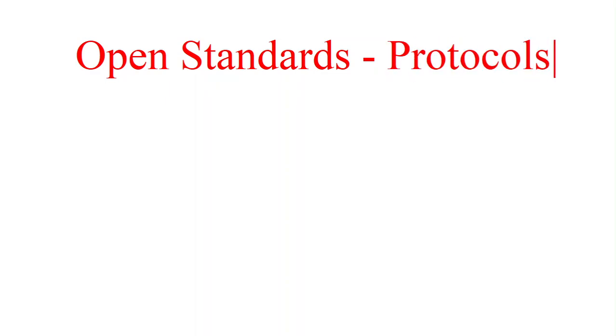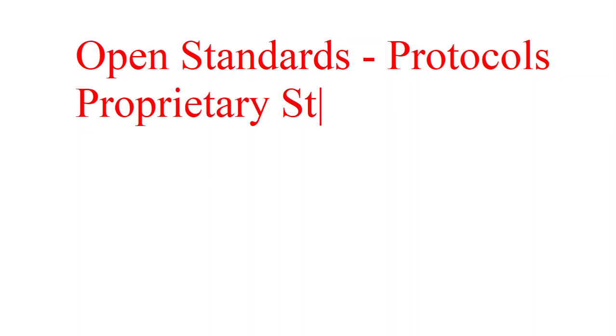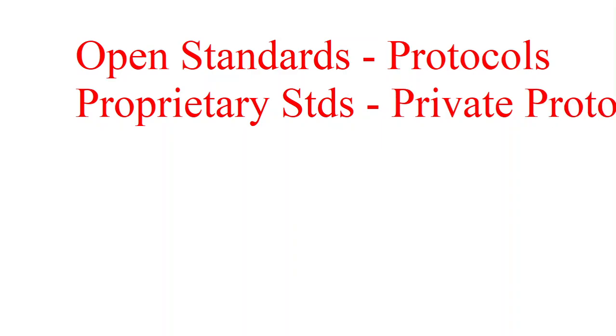So, in ICTs, we talk of open standards. Standards are really protocols. Protocols are rules that govern the communication on the internet. Otherwise, we also have proprietary standards. So, proprietary, really, you can think of these as private protocols. While open standards mean that they are public. They are public protocols, while proprietary are developed by particular vendors or organizations. So they are private protocols and can only be used by devices from those particular vendors.